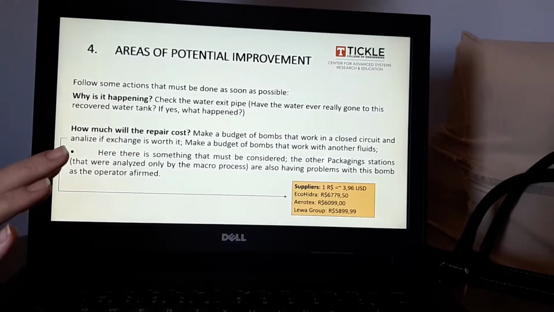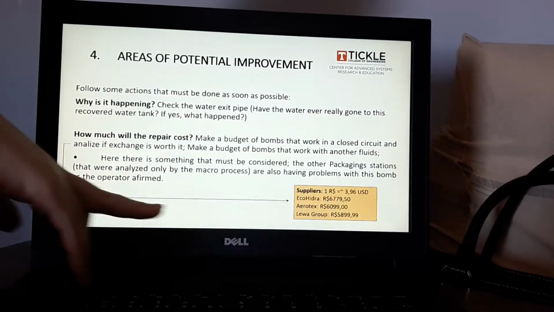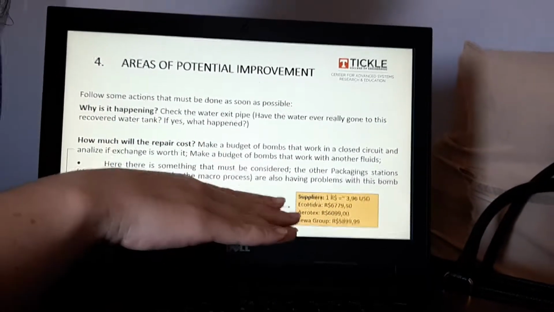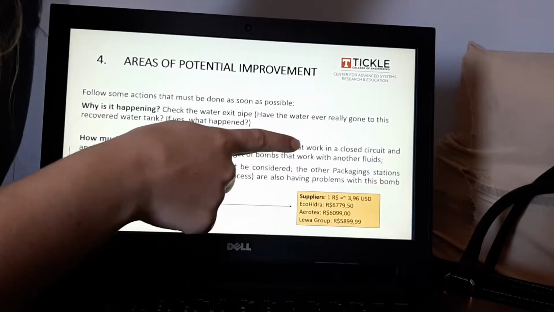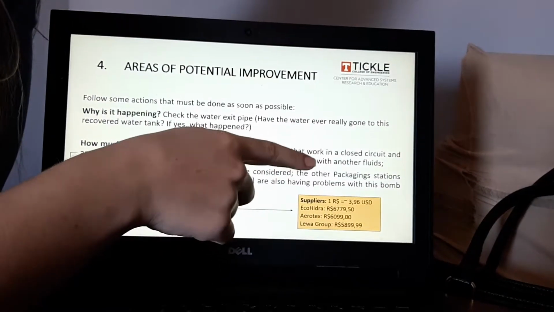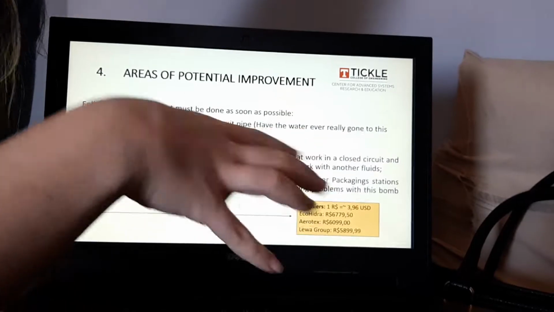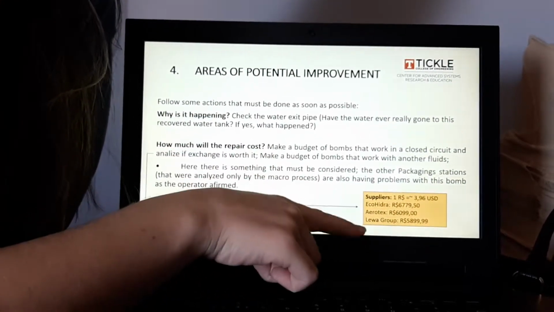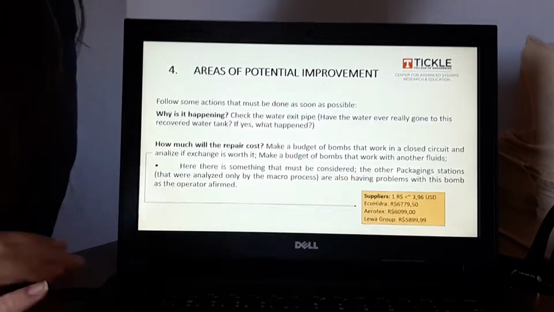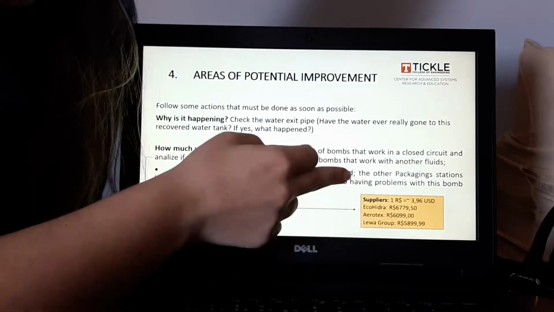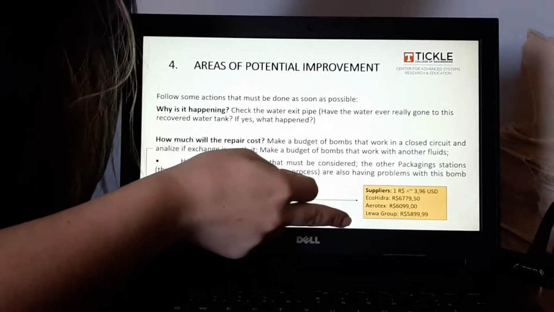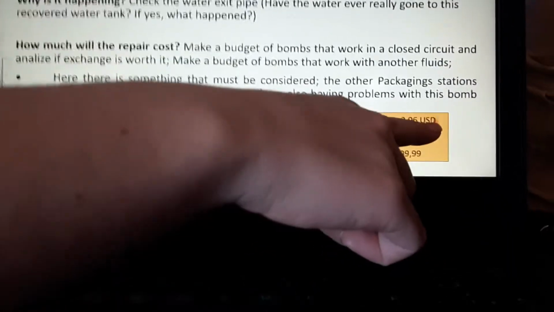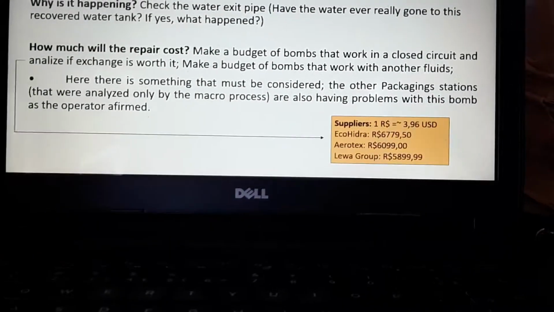So what have I already done here? I consulted 3 suppliers, but I just consulted the suppliers for the closed circuit, okay? I didn't find bombs working with other fluids because they are really expensive. So I decided to go this way, okay? We have 3 suppliers here. This is the cost of the bomb. Here it is in reais. So 1 real is almost $3.96, okay?